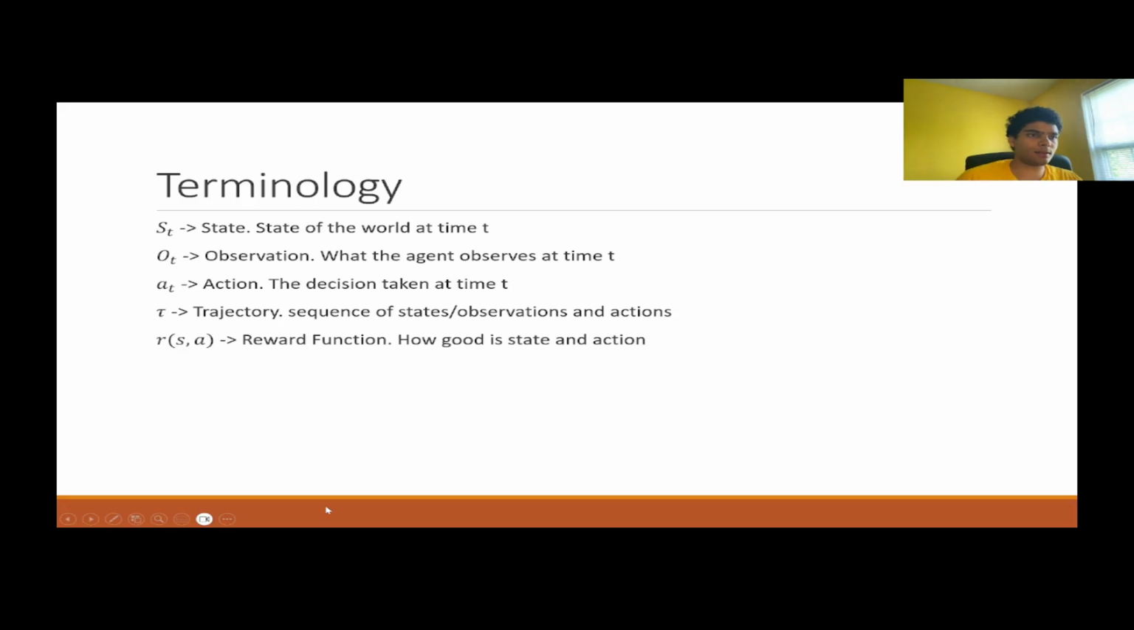Okay, so now we want to talk a little bit about terminology. This is important so that when we frame these problems and talk about states, observations, and trajectories, you understand exactly what we're talking about. So let's get started. We have s_t.